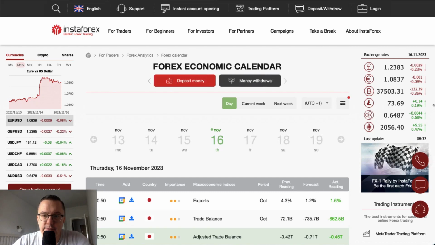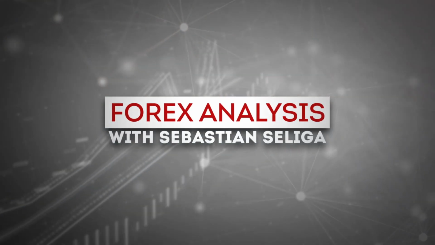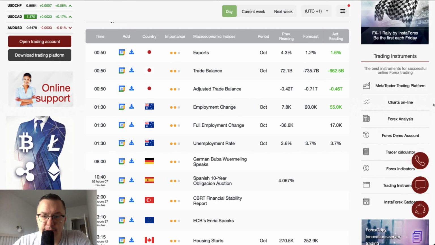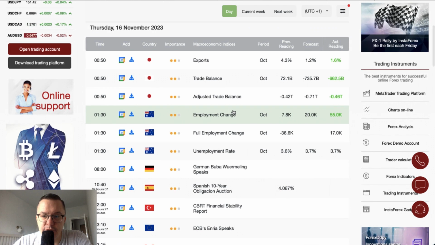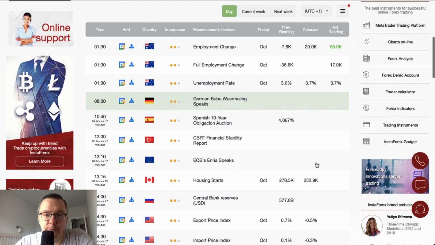Today is Thursday, November 16th, 2023. Let's find out what's going on the Forex economic calendar today. Exports, trade balance and adjusted trade balance data from Japan had been published already. All of them beat the expectations. So the US dollar to Japanese yen pair will definitely be under review during this analysis.